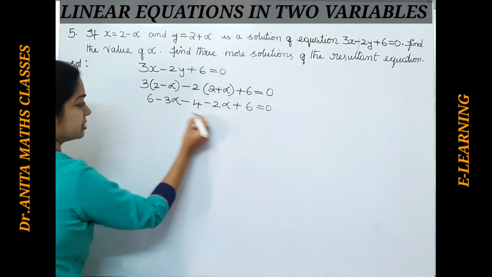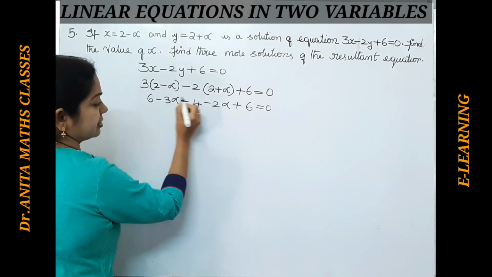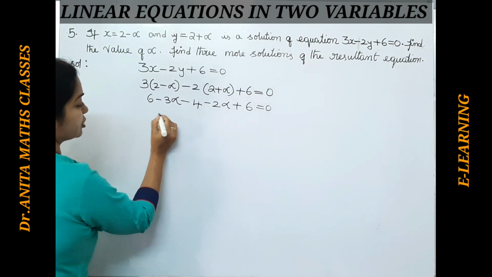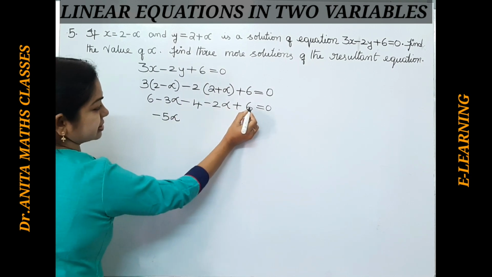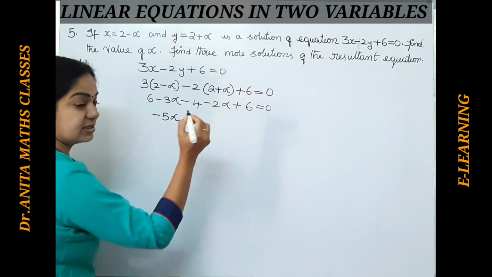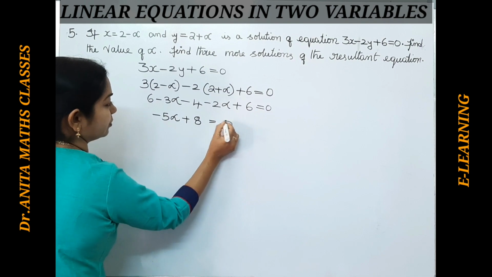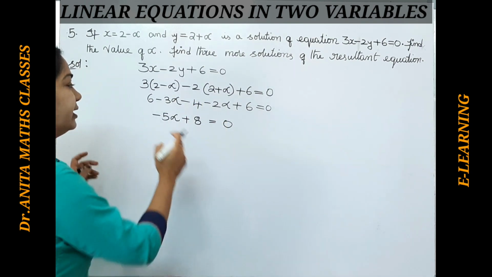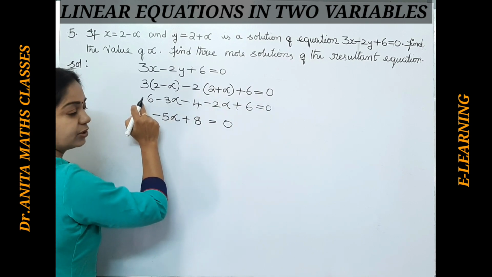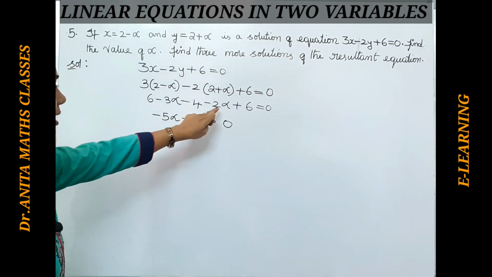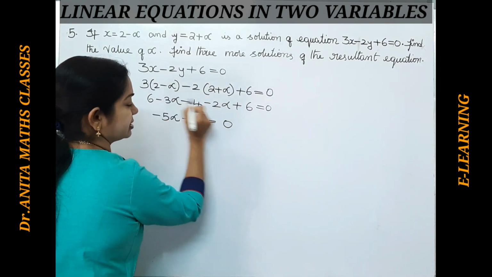Now we add the constant terms and the alpha terms. Here minus 3 alpha minus 2 alpha comes to minus 5 alpha. 6 plus 6 is 12, 12 minus 4 is 8, so plus 8 equals 0. Here I have clubbed the constants 6, 4 and 6: 6 plus 6 is 12, 12 minus 4 is plus 8, and minus 2 alpha minus 3 alpha is minus 5 alpha. Since they have the same sign, I have added.